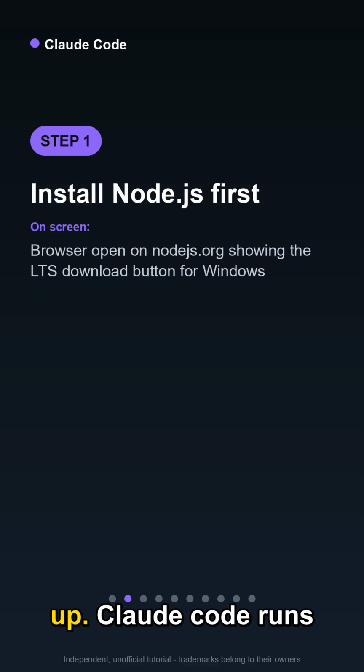Claude Code runs on Node.js, so that is your first dependency. Head to nodejs.org and download the LTS version for Windows. Run the installer with default settings and let it finish. This gives you both Node and NPM, which you will need in the next step.